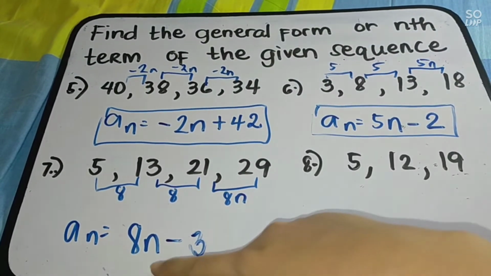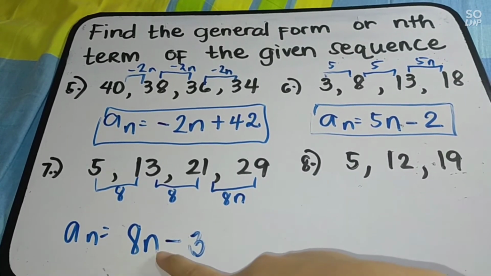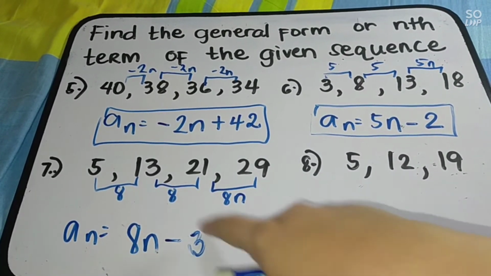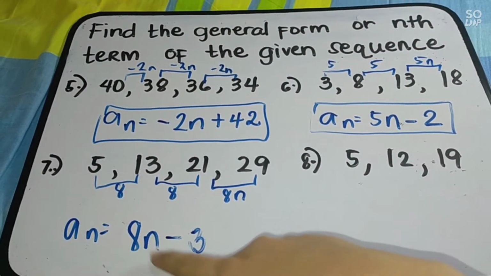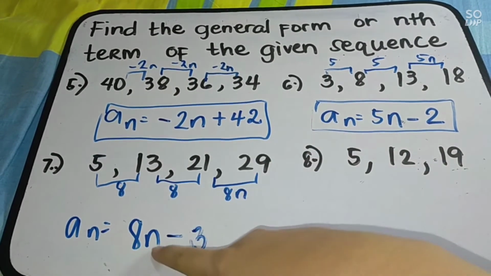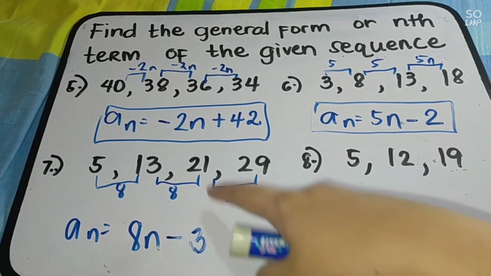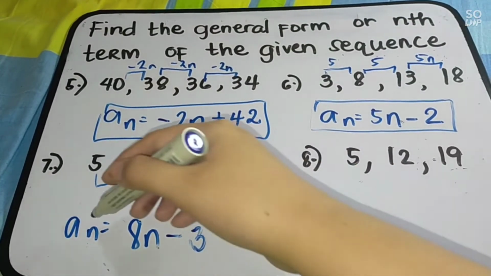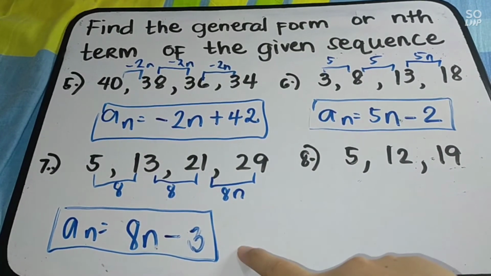Let us check. So, if this one is a first term, so magiging 1 to. 8 times 1, the answer is 8. Minus 3, the answer is 5. Correct. Next. 8 times 2, we have 16. 16 minus 3, the answer is 13. Correct. Then, if this one is 3, 8 times 3, we have 24. Minus 3, the answer is 21 for the third term. So, our general term is correct, or the end term.